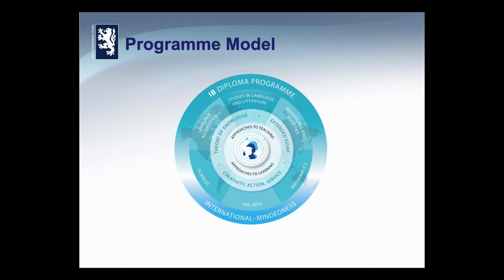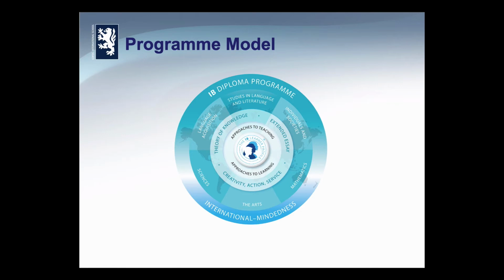The next concentric circle details the three core components of the diploma. So these are all compulsory components if students want to achieve the full diploma. They are the theory of knowledge, the extended essay, and the CAS programme.